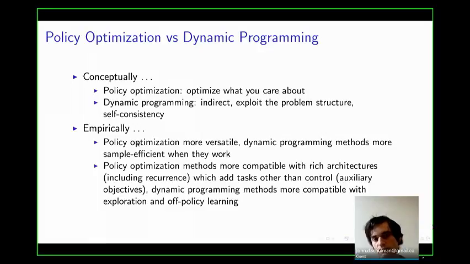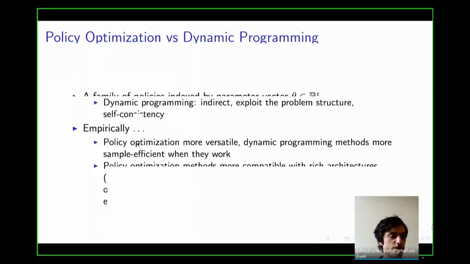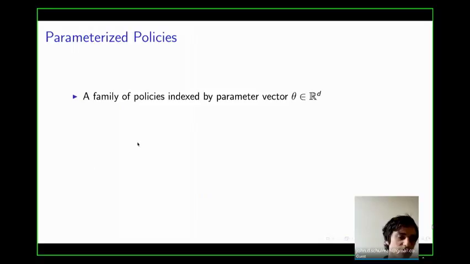So that's the advantage of the policy optimization methods, whereas the dynamic programming methods are more compatible with off-policy learning, and in turn that makes them more compatible with exploration, because to do exploration, you often want to collect data from a policy other than the one that's your current best guess of the optimal policy. Okay, so that's just an overview of where policy optimization methods sit relative to the other methods. But now I'm going to get more into the details and set up what the problem is more precisely.